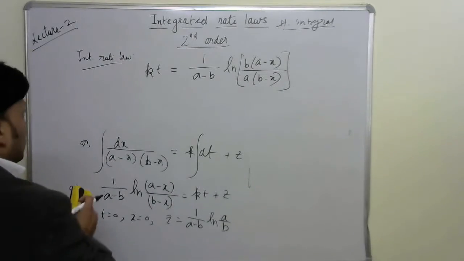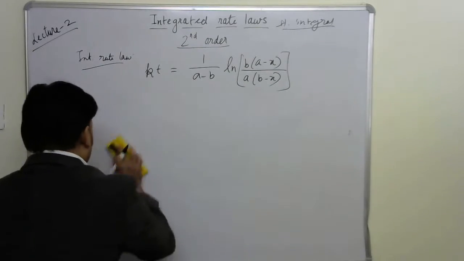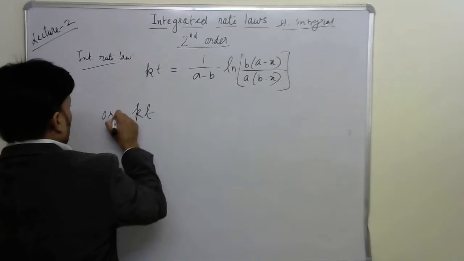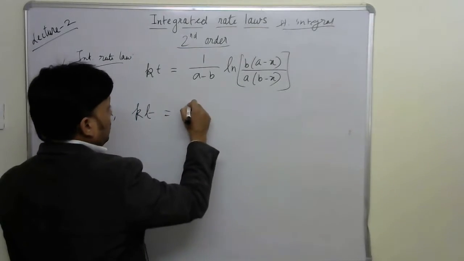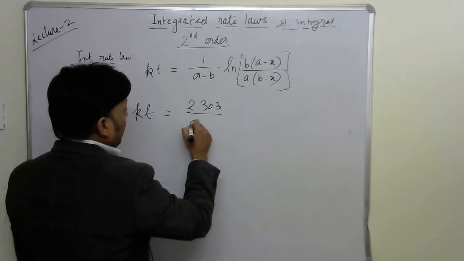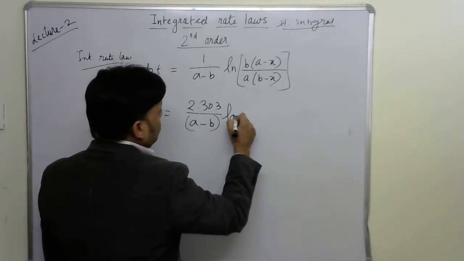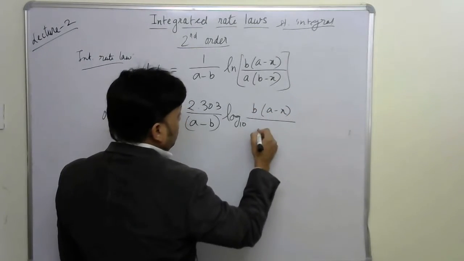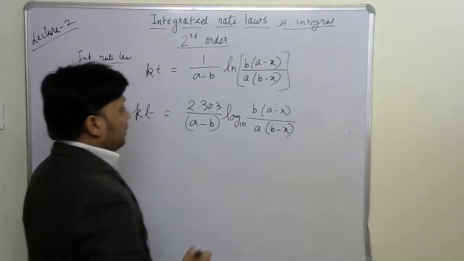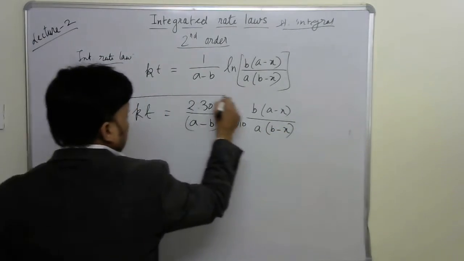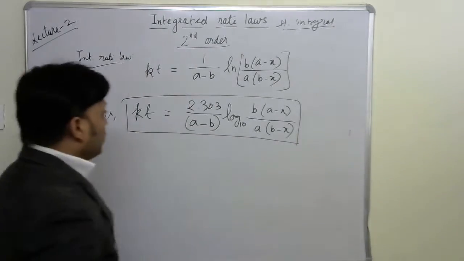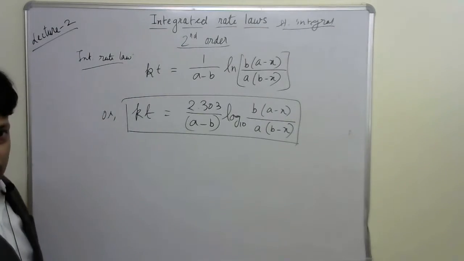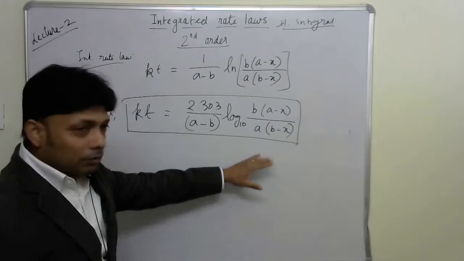And of course, sometimes we can get rid of the natural log, and we can write in a more standard form, that is 2.303 divided by a minus b log to the base 10 of b multiplied by a minus x over a multiplied by b minus x. So this can be treated as a standard general expression for the second order kinetics. Okay, that means this is the integrated rate law.